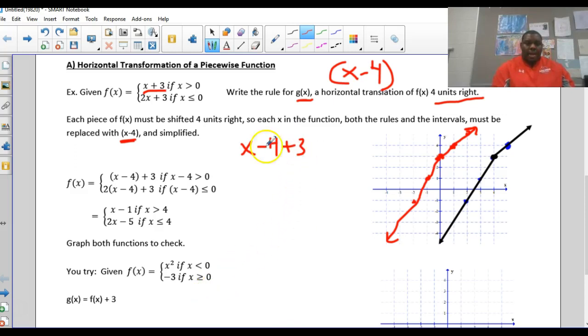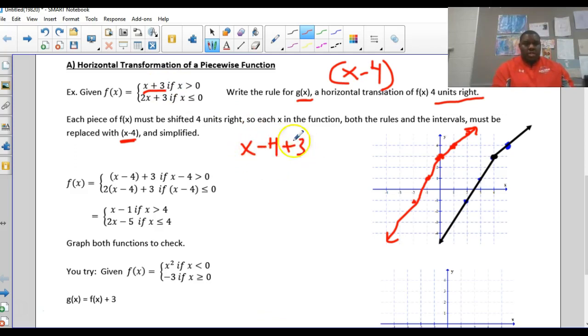All right? But not only do you have to do it to the function itself, that x has to be minus 4. All right, plus 3, because some of you are like, where'd the 3 come from? And where'd the 4 come from? Again, we moved to the right 4. So x minus 4 means to the right 4. And then plus 3. All right?